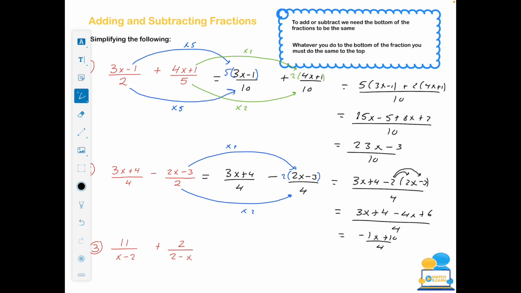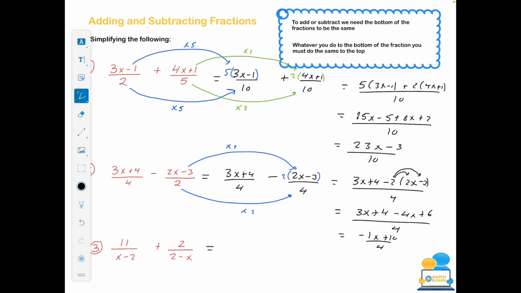Okay, so you can see exactly the same thing there, just be a little bit more careful of the minus sign. Now, slightly different here. So we saw in number 1 and 2, we had algebra on bottom, so we could figure out what the common denominator is. If there's algebra on bottom, we can't actually figure out a number that will work for both. Okay, so all we do is we multiply them together.